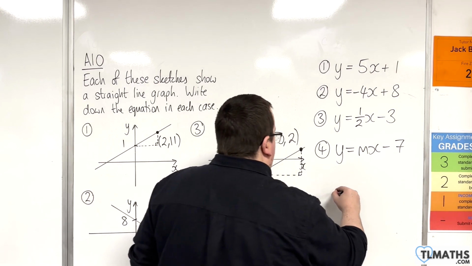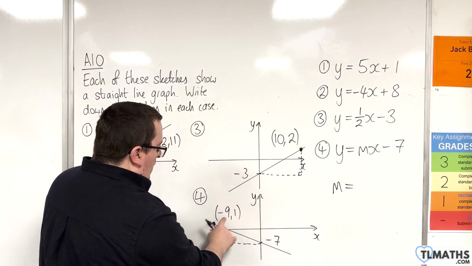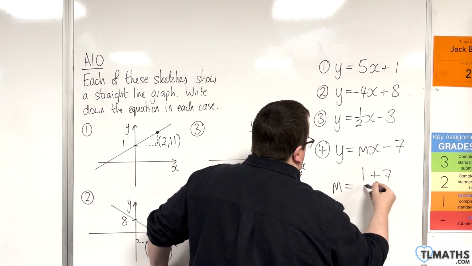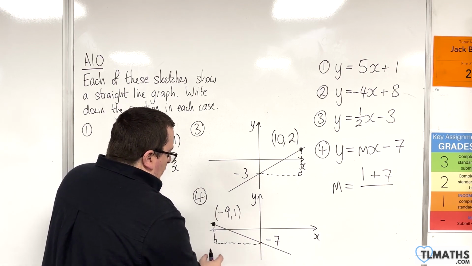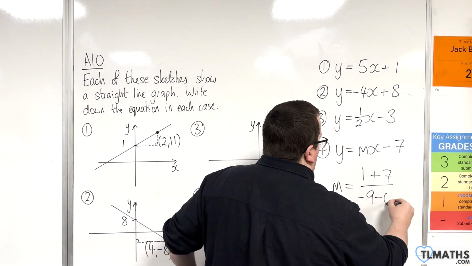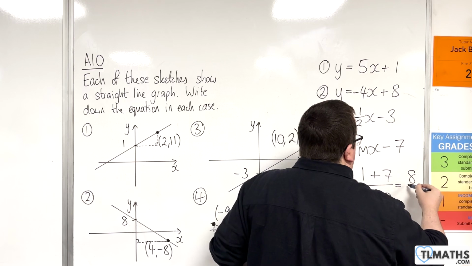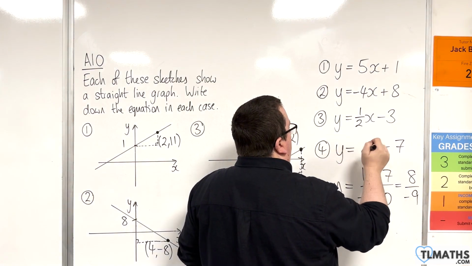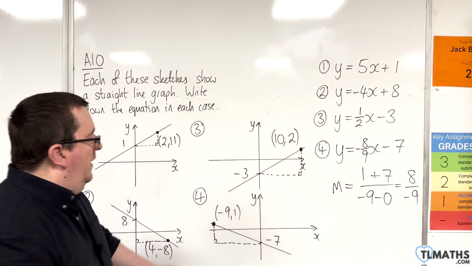So m is the difference in the y-coordinates. So that's going from 1 down to minus 7. So 1 take away minus 7 is 1 plus 7. Divided by the difference in the x-coordinates. That's going from minus 9 to 0. So minus 9 take away 0. So we've actually got 8 over minus 9, or minus 8/9. So this is y equals minus 8/9 x take away 7.